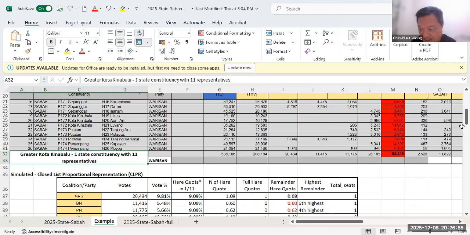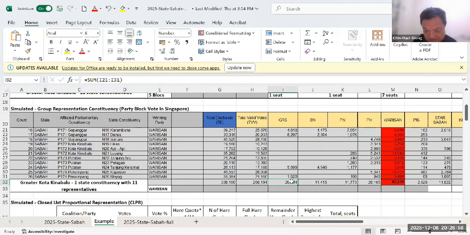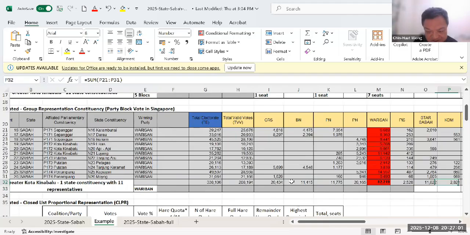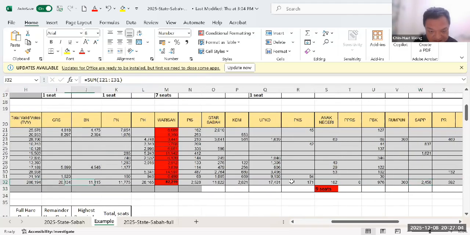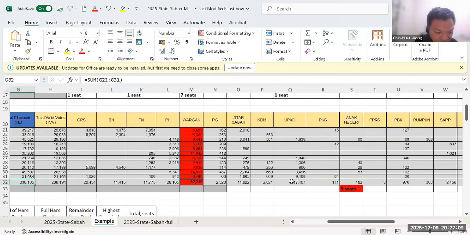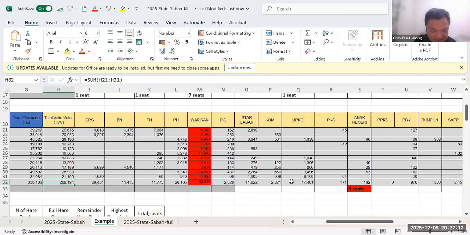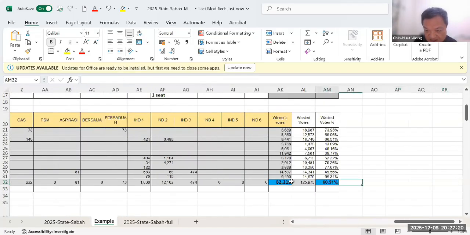Now what we do is sum up which party gets all this. And the largest party is Warisan. The total valid votes here is 208,194. Warisan got 82,219. This is Warisan votes, right? These are the wasted votes. You use 125 divided by 208, you get 60.51%. Can you do the same for the 73?